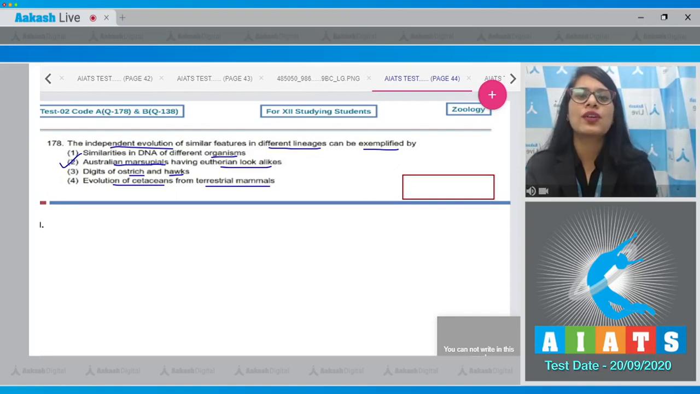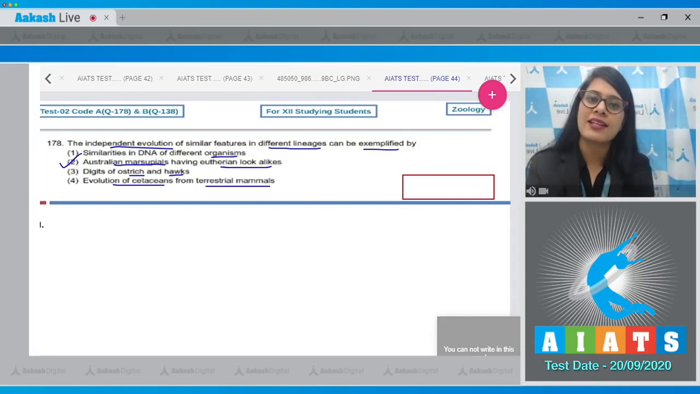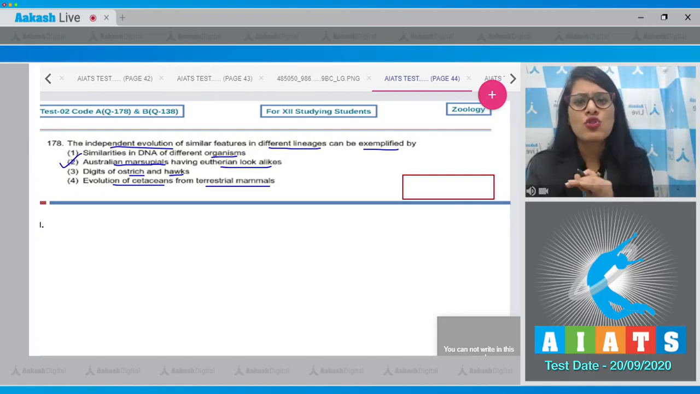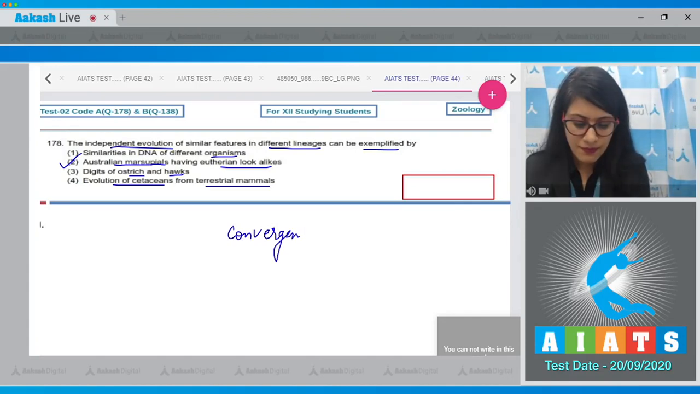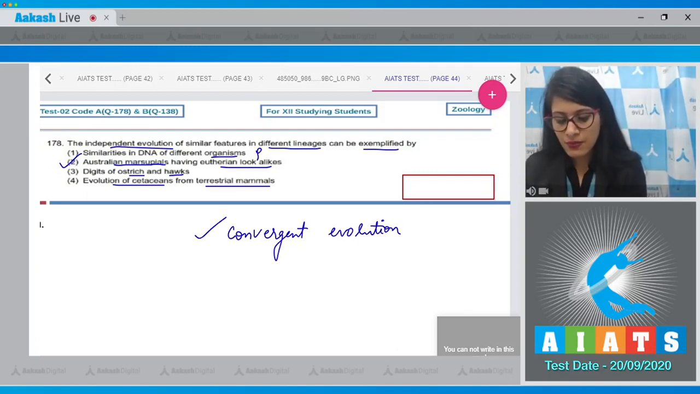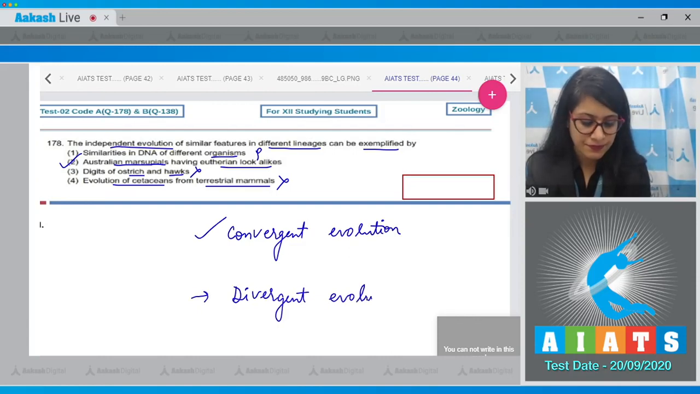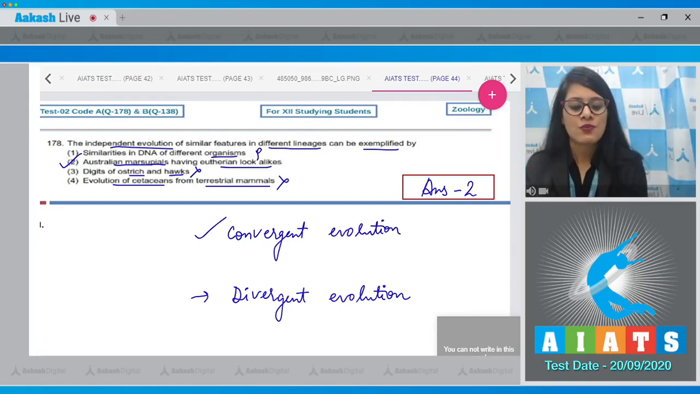Marsupials in Australia have eutherian look-alikes with superficially similar adaptation. Eutherians complete their embryonic development in uterus, whereas marsupials are born in underdeveloped form and complete their development in an external pouch. Superficial similar adaptations are due to convergent evolution. Whereas option number 1, option number 3 and option number 4, these are the examples of divergent evolution. So the correct answer to this question is option number 2. Let's move on to the next question.